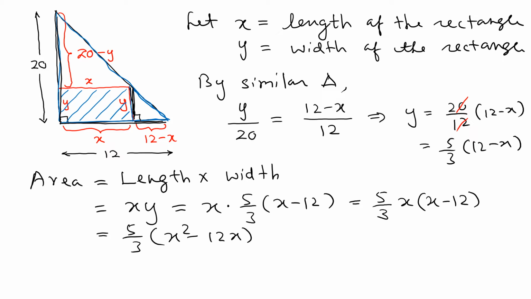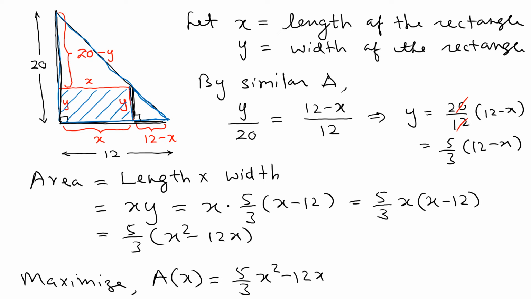Now your actual question is to maximize the function A of x, 5 thirds times 12x minus x squared, on what interval? Mathematically, the smallest value that x can take is 0. What's the largest value?